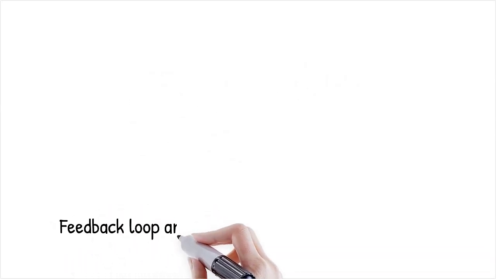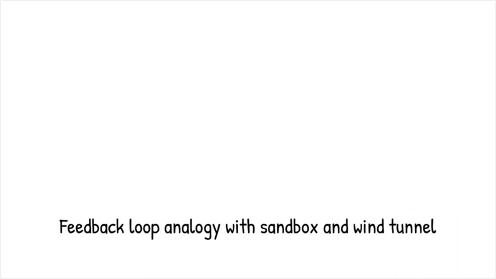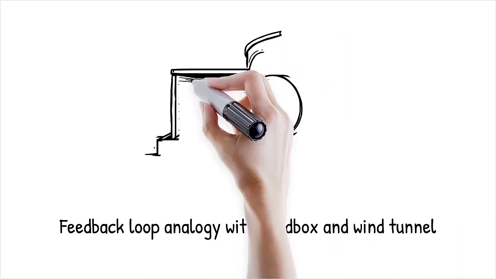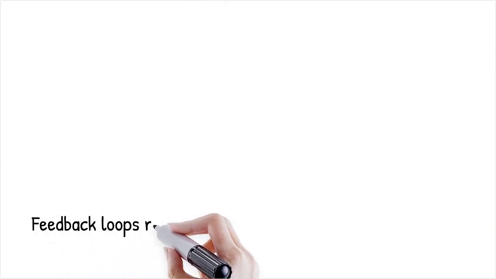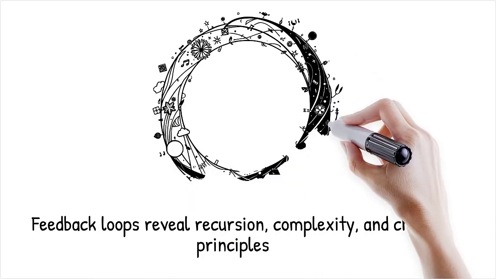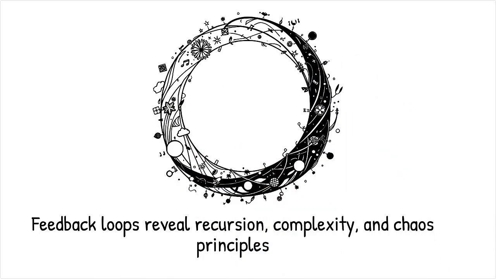The feedback loop is like a sandbox for exploring complexity, much like how a wind tunnel is used to study aerodynamics in controlled environments. The display feedback loop offers a window into the principles of recursion, complexity, and chaos. By studying these systems, we can gain insights into the behavior of complex systems in nature, human perception, and even quantum mechanics.